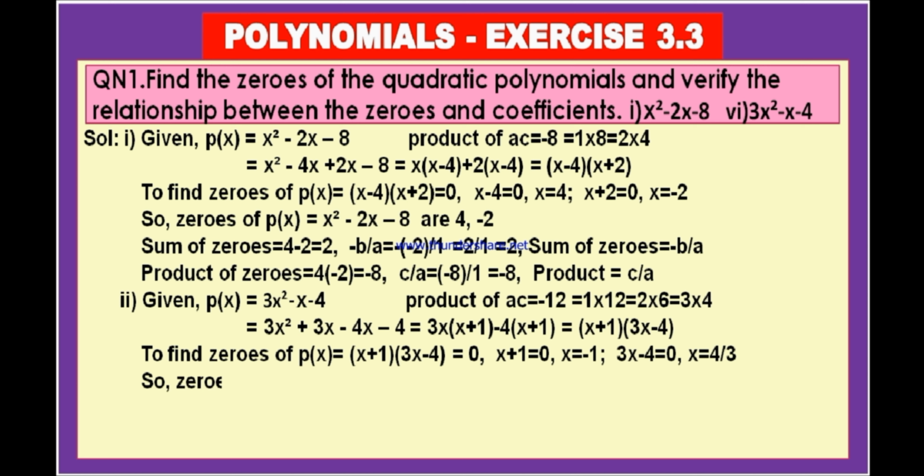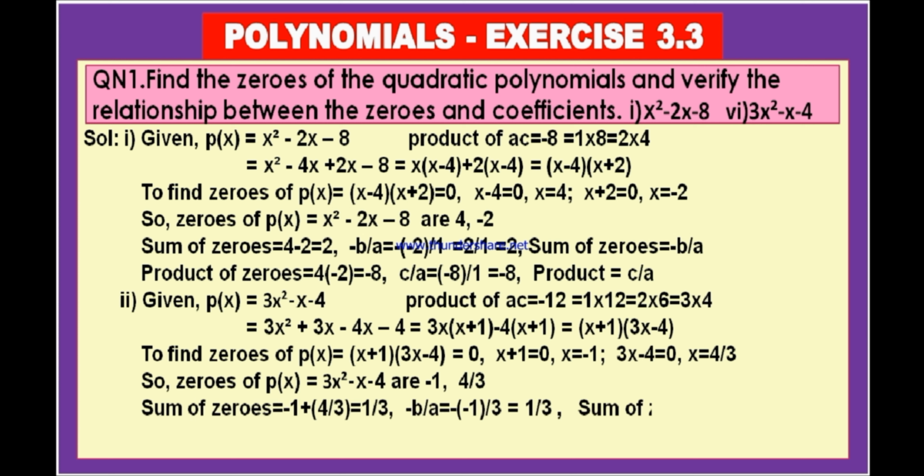Now, the zeros of the polynomial p of x is equal to 3x square minus x minus 4 are minus 1 and 4 by 3. Sum of the zeros is minus 1 plus 4 by 3. Minus 1 is one zero and 4 by 3 is the second zero, and let us add them. Minus 1 means minus 1 by 1 and this is 4 by 3, and 3 is the LCM. 3 into minus 1 is minus 3 plus 4 is plus 1 by 3.